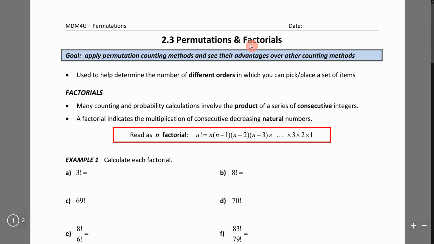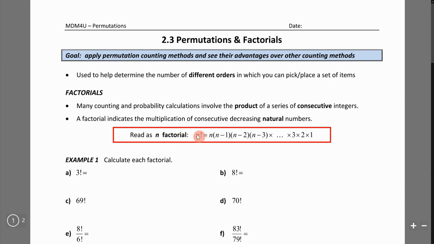Okay, section 2.3, chapter 2.3, permutations and factorials. Now, this is really, really important. I want to introduce you guys to a really great new math tool that you may have never seen before, but it really is a great tool. It's called a factorial, and it's part of the study of permutations.